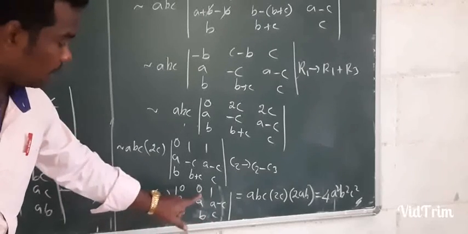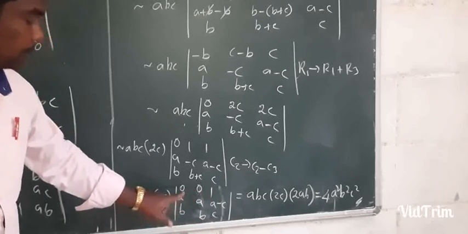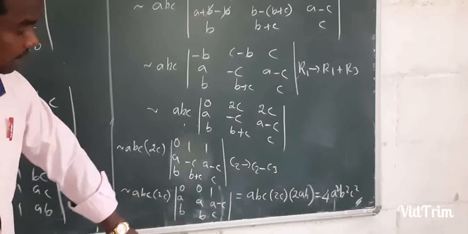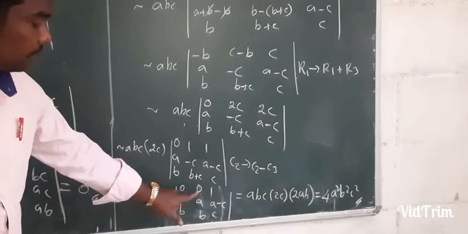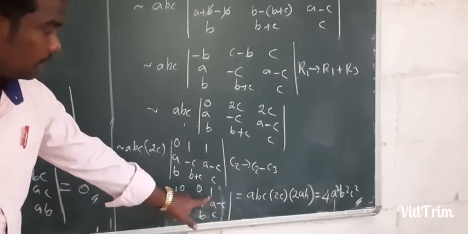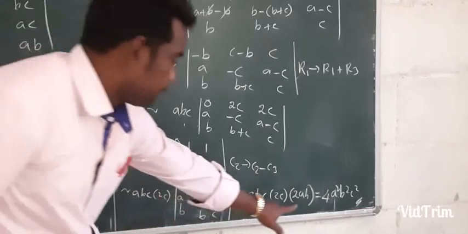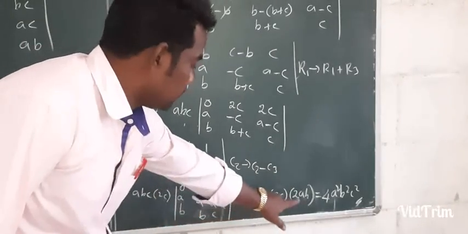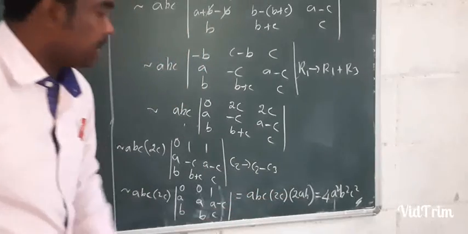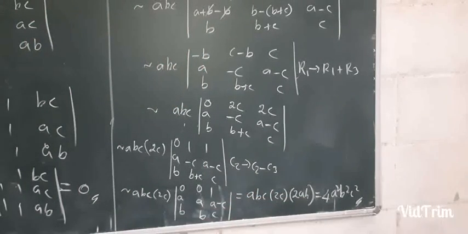Now if you take the first column and expand by R1, the first and second entries will be 0 and the last one will remain. That is 1 into AB into AB, that is 2AB. So ABC into 2C into 2AB, the value is 4A square B square C square. That is the right hand side.